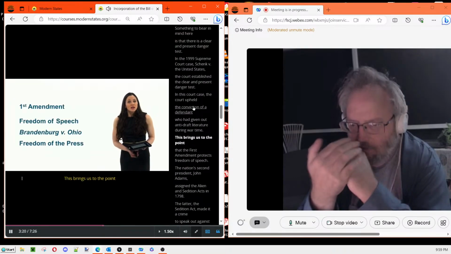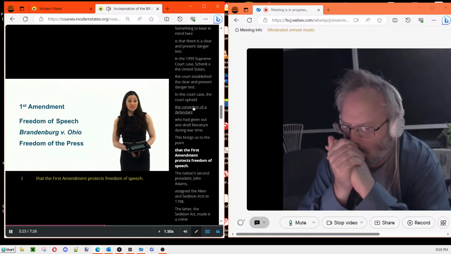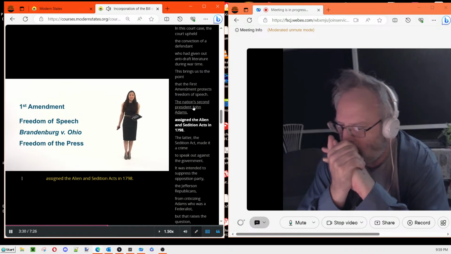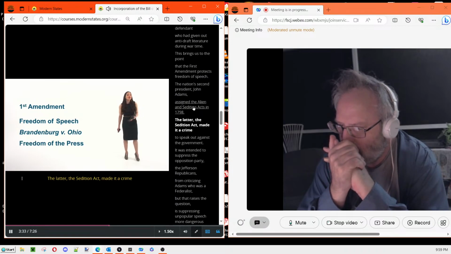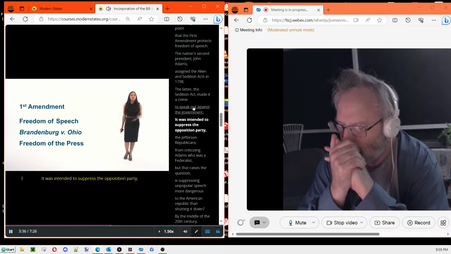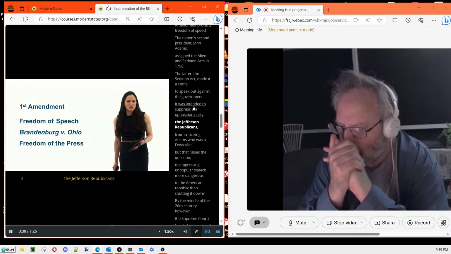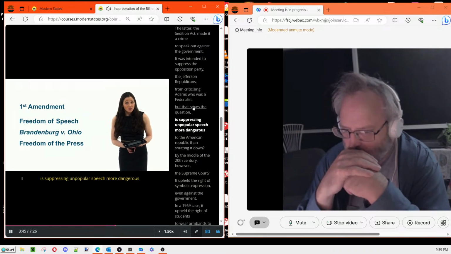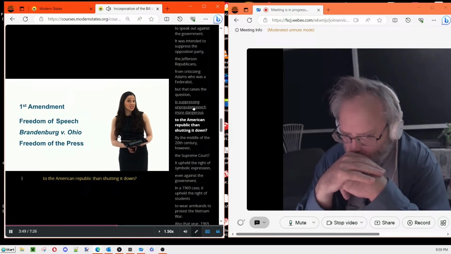This brings us to the point that the First Amendment protects freedom of speech. The nation's second president, John Adams, signed the Alien and Sedition Acts in 1798. The latter, the Sedition Act, made it a crime to speak out against the government. It was intended to suppress the opposition party, the Jefferson Republicans, from criticizing Adams, who was a Federalist. But that raises the question, is suppressing unpopular speech more dangerous to the American Republic than allowing it?